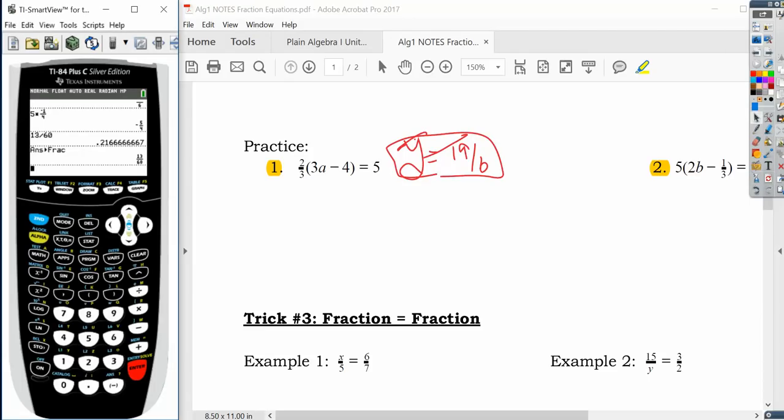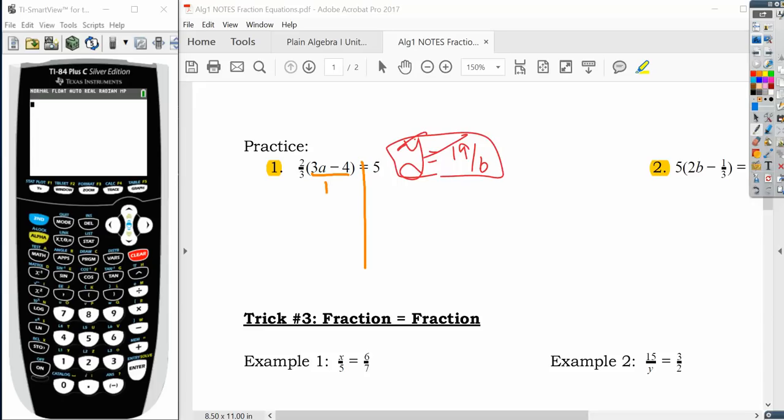So if I look at practice number 1, I have to distribute a fraction. So how do I distribute a fraction? I do the over 1 trick. So I'm going to distribute the top with the top. So 2 times 3a is 6a. And 2 times negative 4 is negative 8. All over the bottom times the bottom, 3 times 1 is 3.